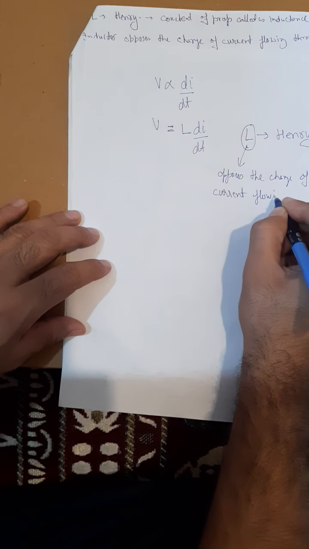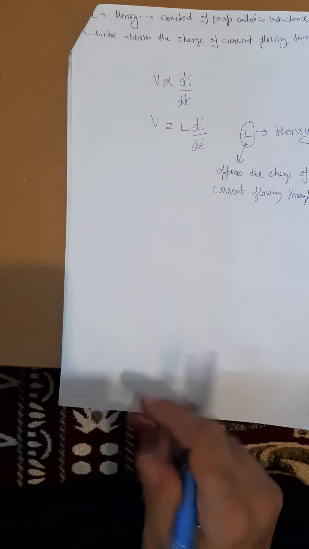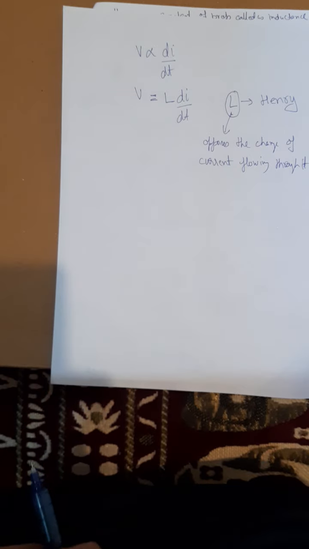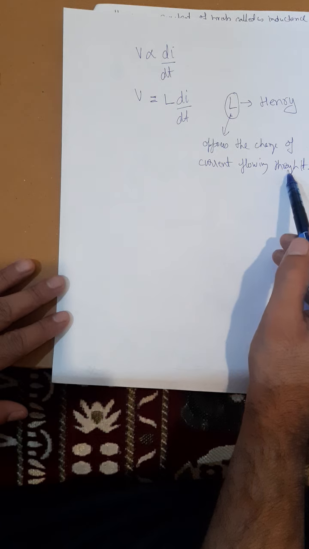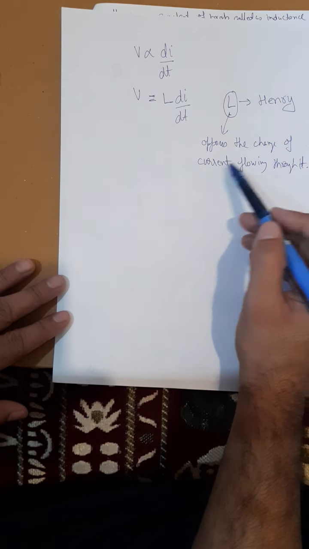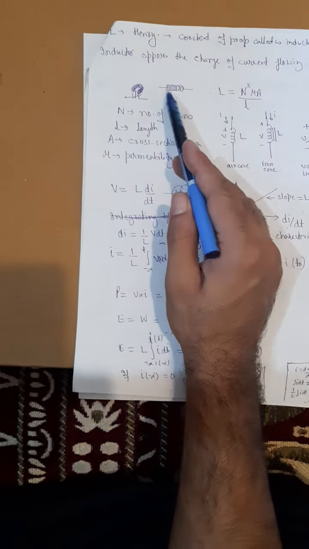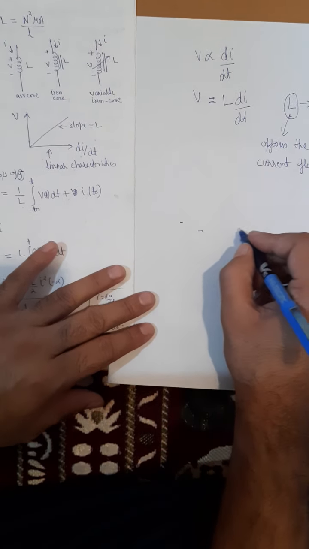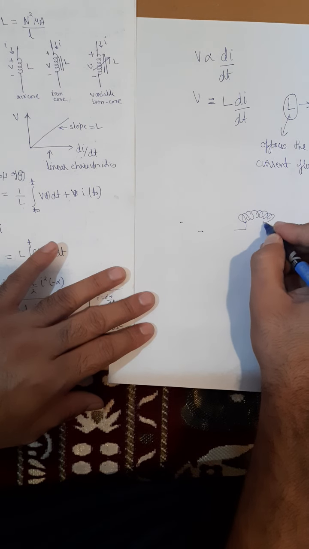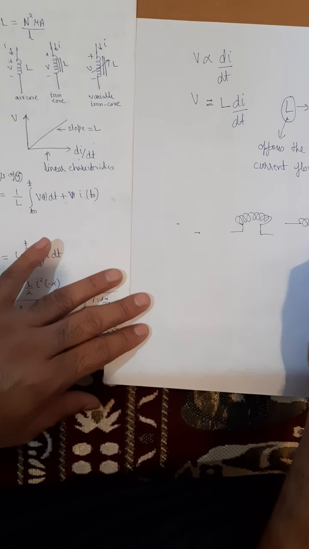You must have read Lenz's law in 12th: the effect opposes the cause. So the current that is flowing through the inductor, the inductor will try to oppose the change in current flowing through it. Okay, got it? This is my inductor. It can take any shape. I can make an inductor like this, or like this. It can be horizontal or vertical.